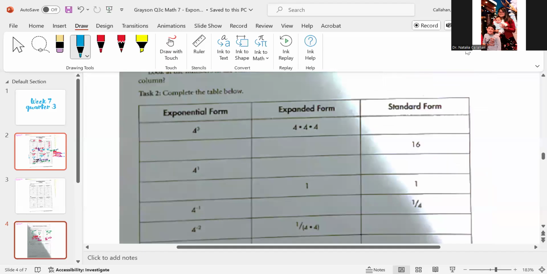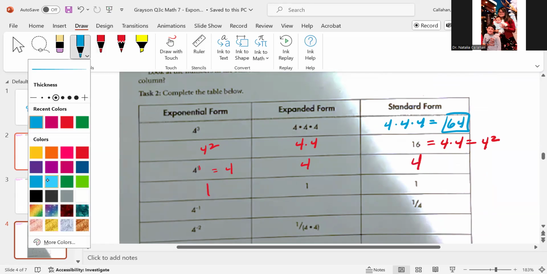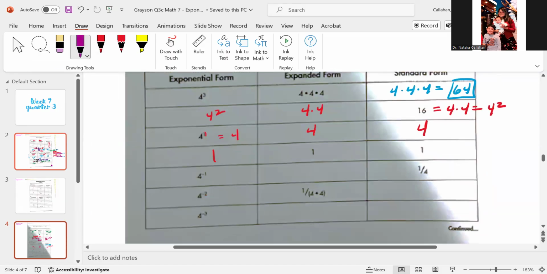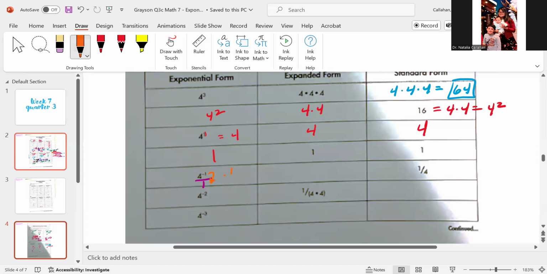So here, 4 to the third. Well, what's 4 times 4 times 4? 64. There you go. Okay. Next one, this is 16. 16 is 4 times 4, correct? Which is 4 squared, correct? 4 to the 1 power is just 4. It's not 1. Okay, it's just 4. 1 is just 1. Okay, and then it gets the negative exponents, right? Well, the negative exponents, you put a 1 underneath and you draw the arrows, right? Just so you know what it looks like.